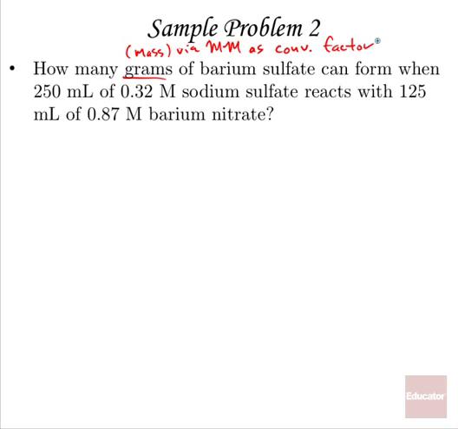All right, so how many grams of barium sulfate can form when so much sodium sulfate reacts with so much barium nitrate? All right, let's go ahead, everybody, and we see that we have both amounts of 2 reactants. So you know that this is a limiting reactant problem, right? So let's go ahead and go through it. So we're going to be using the smaller quantity method.